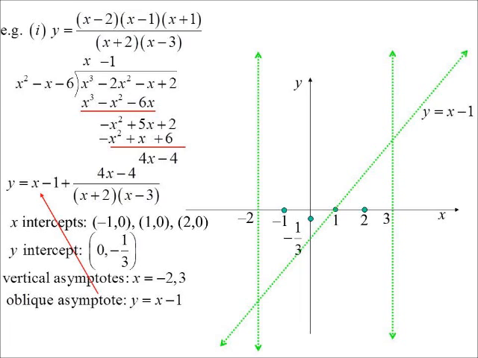Now you should know the answer to this question anyway, because looking at the information we've already drawn, will this curve cut the oblique asymptote? Well, the answer has to be yes, because we've already decided that there is an x-intercept at 1. But to confirm that, top of the fraction, 4x minus 4 equals 0. Yeah, that's possible, at x equals 1. So it confirms the information I already know.